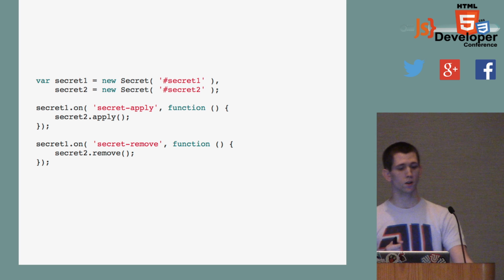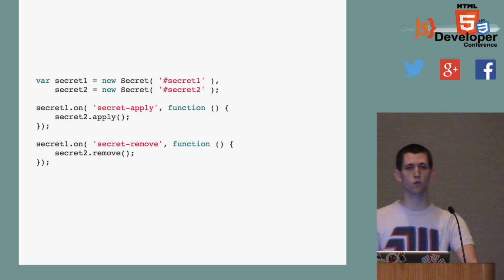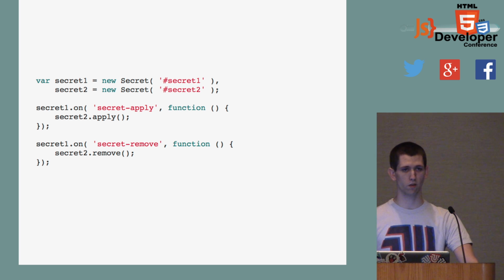And then we listen in to the one on the left's secret-apply event. So we know it's triggering an event every time it's adding its class. So we listen in on that event, and we respond by telling 2 to call its apply method, which will apply its class. Then we do the same thing on remove. So now these two things are in lockstep, and I only had to write a little bit of code to extend my basic behavior here.